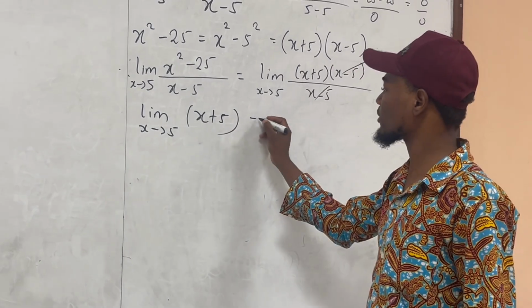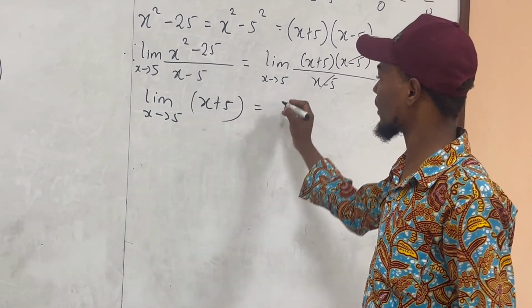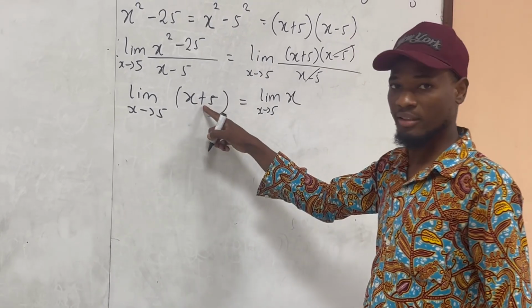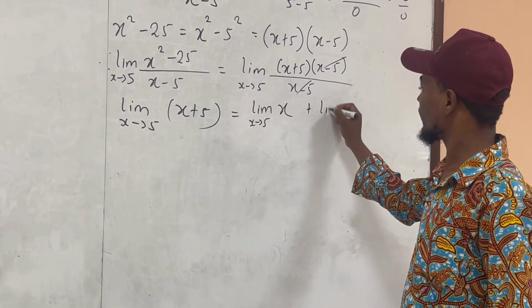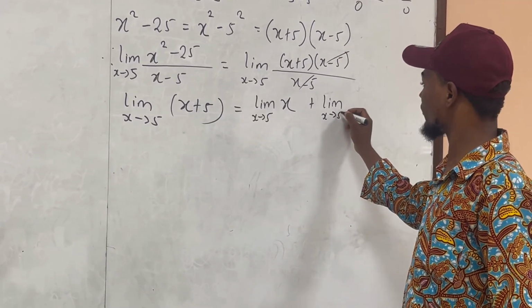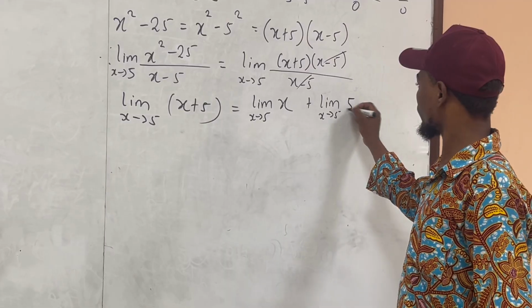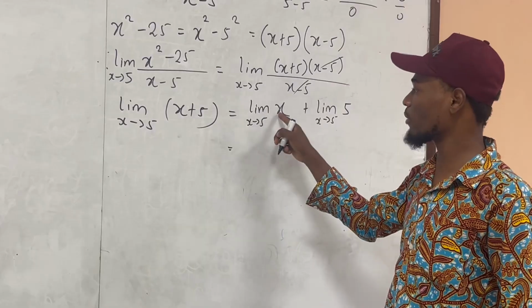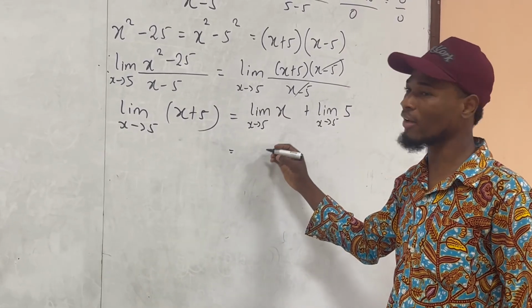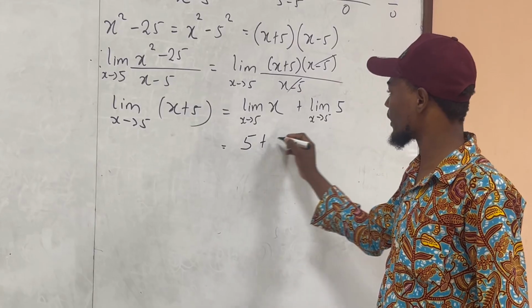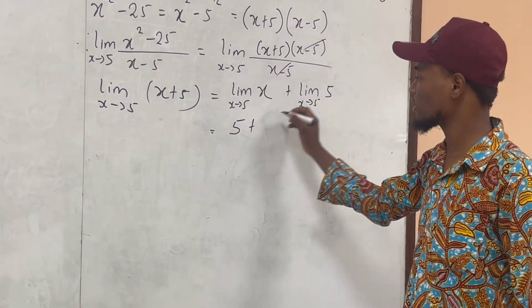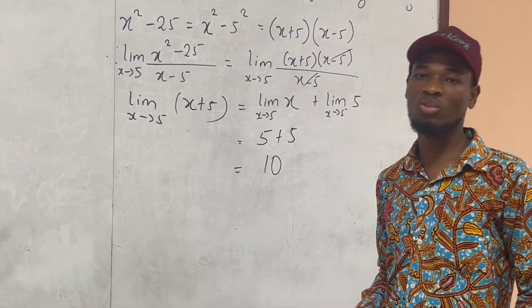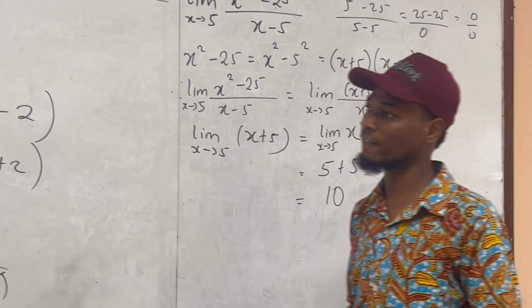And this is the same as applying the principles. This is the same as the limit as x approaches 5 of x, then we have 5 here, then plus the limit as x approaches 5 of 5. So whenever you see x, you put 5 there. So the limit of x as x approaches 5 is the same as what? 5. Then plus the limit of a constant is the same as what? The constant. So 5 plus 5 is what? 10.